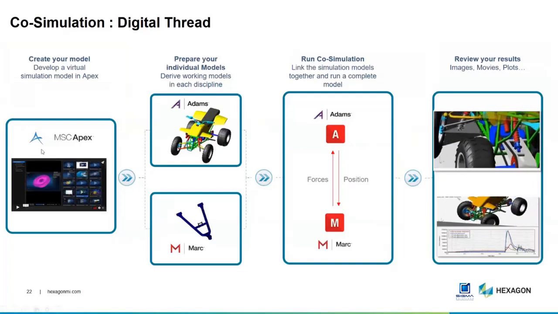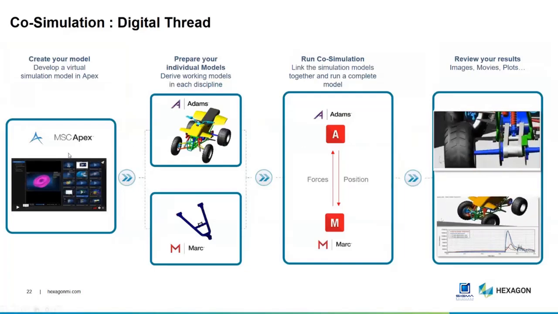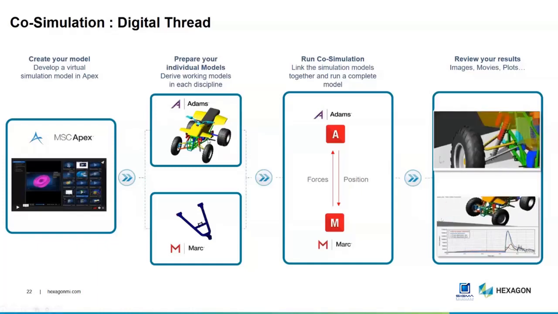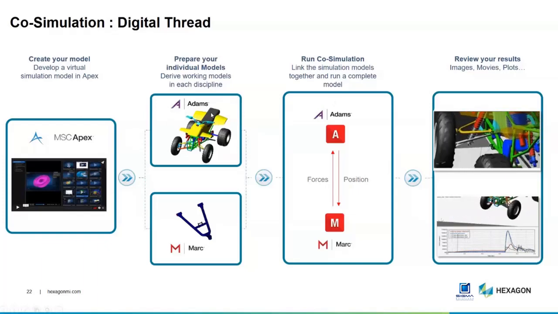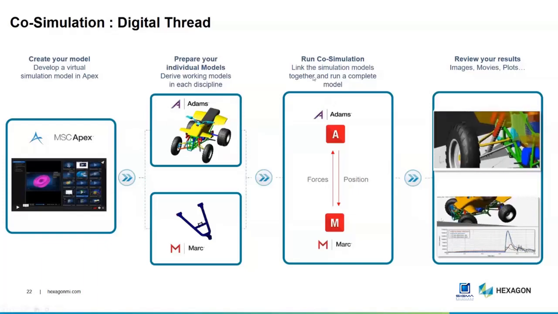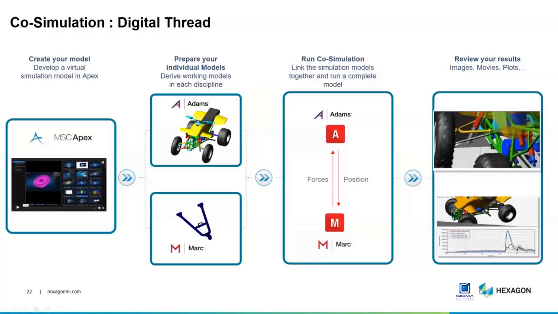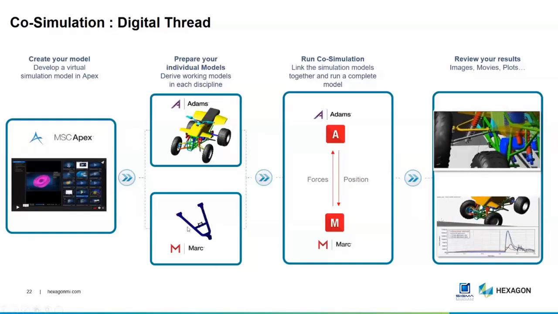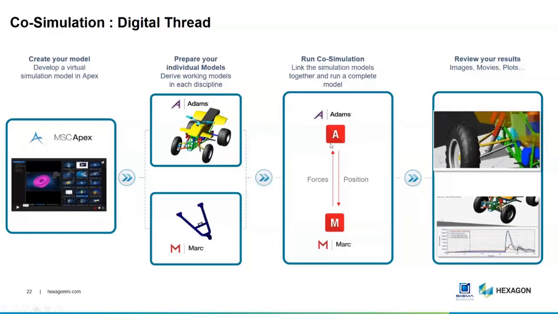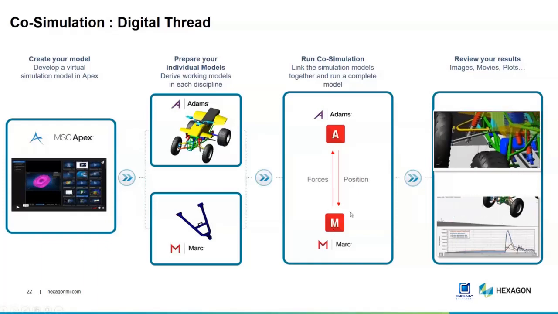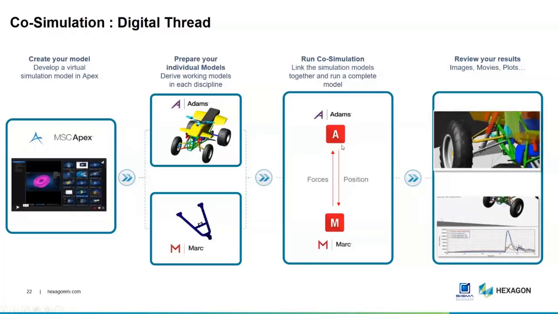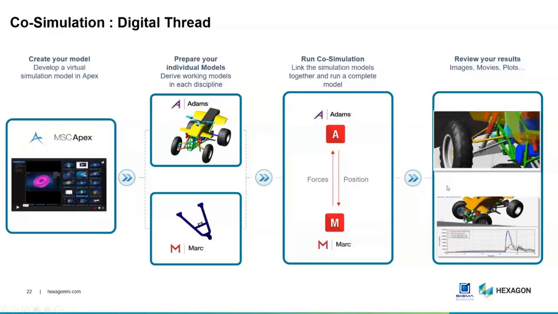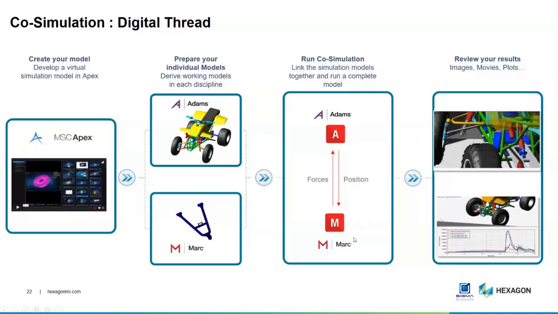MSC Apex is the unified CAE environment. You can create CAD models and mesh them using MSC Apex, and then create an Adams model. Your multi-body dynamics team can model all the body-in-white components in Adams, and only the tire, or in this case the lower control arm, which is the region of interest, in MSC Marc. Adams passes the position information to Marc, and Marc transfers the forces back to Adams. So you can couple both the Adams and Marc simulations to get the response.